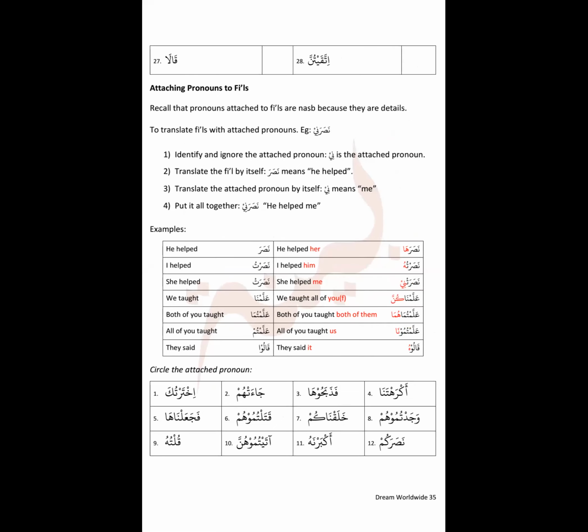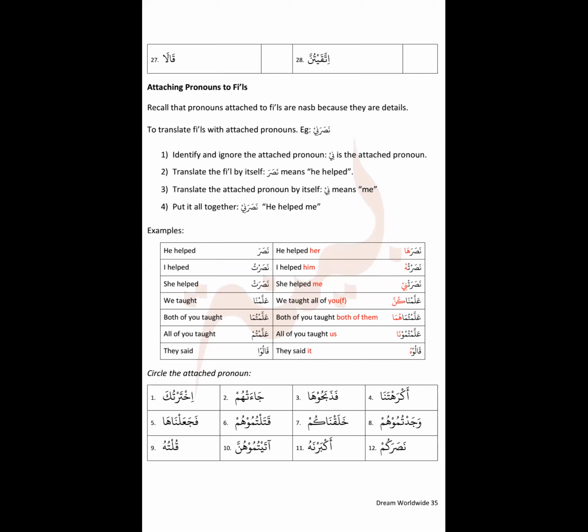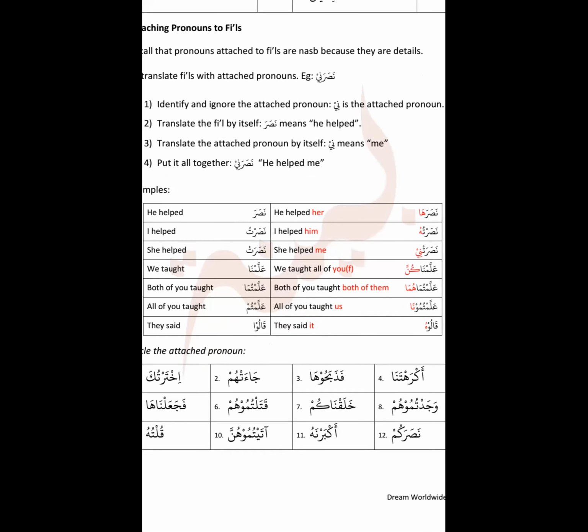So recall that pronouns attached to fails are nasab, because when we did attached pronouns, we saw that they can be either in jar status or in nasab status. And when they attach themselves to verbs, they are always in the nasab status because they work as the detail of that fail. So to translate fails with attached pronouns, number one, identify and ignore the attached pronoun. So here you've got this chart. Nasara, he helped. Nasara-ha, he helped her. Nasartu, I helped. Nasartuhu, I helped him.